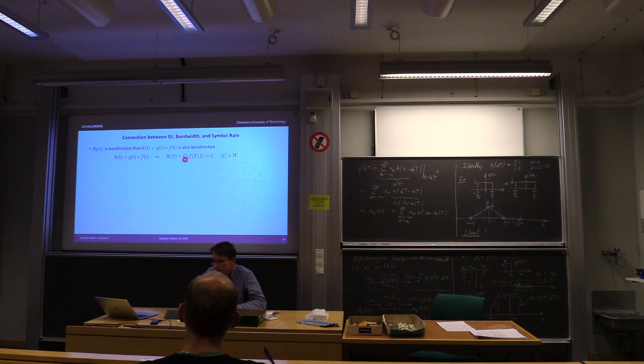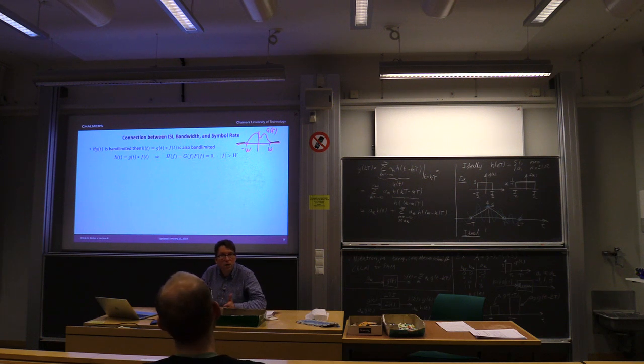Now, since G is band limited to W, it's something like this maybe. Then if we take G and multiply that with any other function, for sure that function would be 0 outside negative W and W, simply because G is 0 then. 0 times something is 0. Okay, so H is band limited. Good.